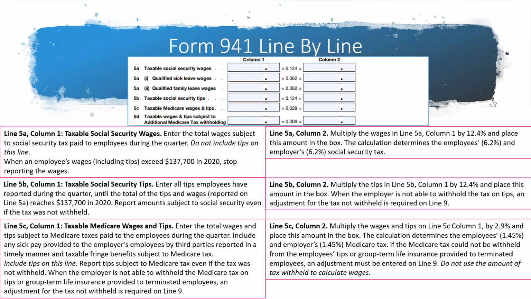5B is going to be both employer and employee, which is why it's being multiplied by 0.124. And then line 5C is both employee and employer Medicare wages. So it's the 1.45% for each, which if you add those together, you get 2.9%. The bottom line though, 5D, the employer is not responsible for the additional Medicare tax, only the employee is. And that's why it's only multiplied by 0.9% or 0.009.